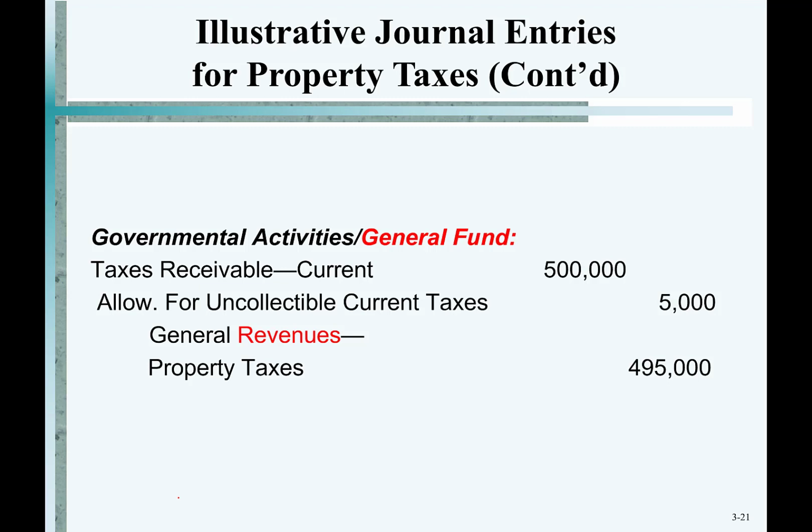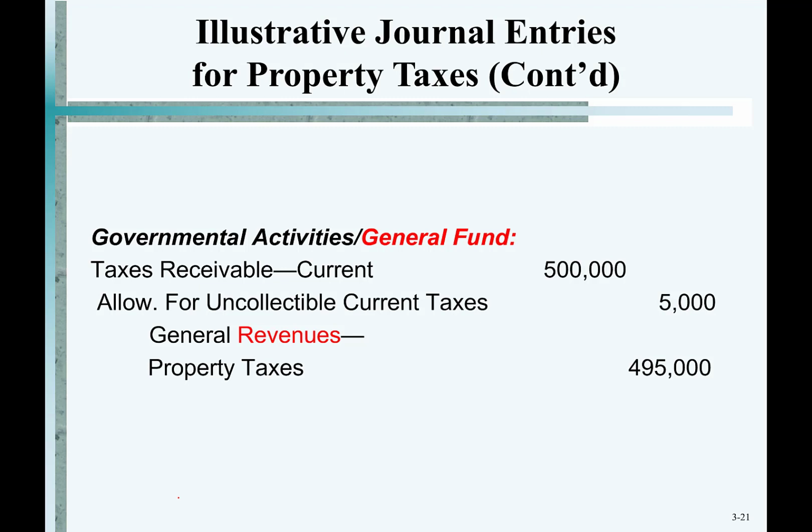So we debit tax receivable, current for the full amount. We credit the allowance for uncollectible taxes, $5,000, and we credit the revenue to make this journal entry balance, net of the amount we're not going to collect, right? No bad debt expense like you would in commercial. Do I need to review commercial allowance accounting? Okay, good.